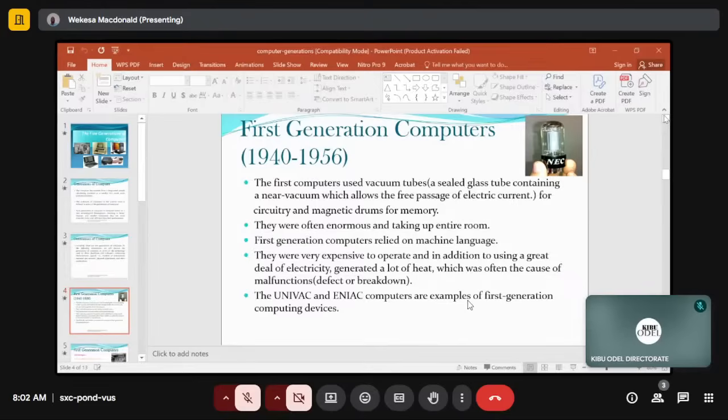So we have said that the first generation evolved between 1940 and 1956. They used vacuum tubes. A vacuum tube is a sealed glass tube that allows free passage of electric current. And we have mentioned that they were using magnetic drums for memory. What was the memory? It used what's called magnetic drums. What was the processor? The processor was the vacuum tube. What was the year of existence? Between the 1940s and 1950s.